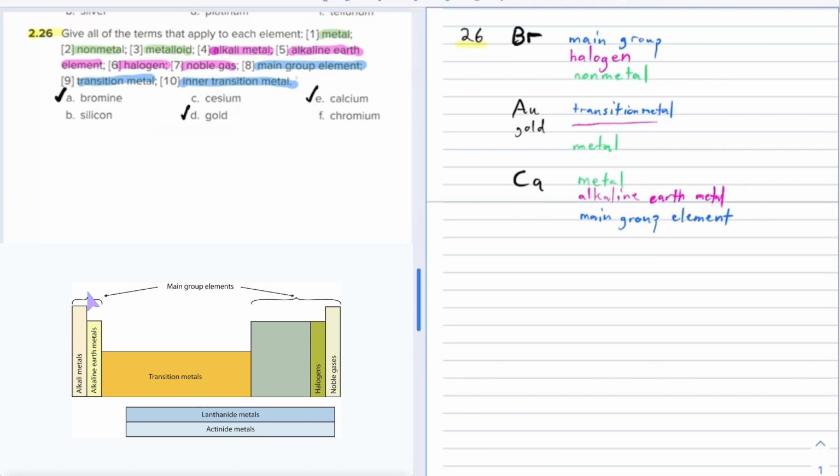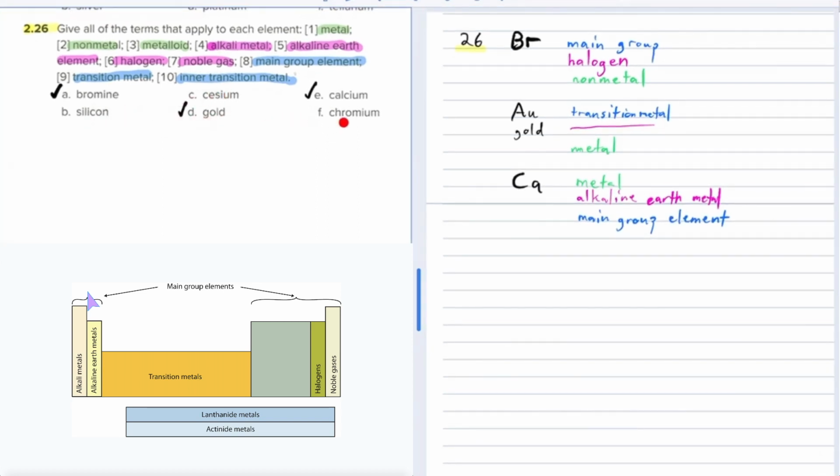So have a go at the other ones, cesium, silicon, chromium, and see how many labels you can apply to those.